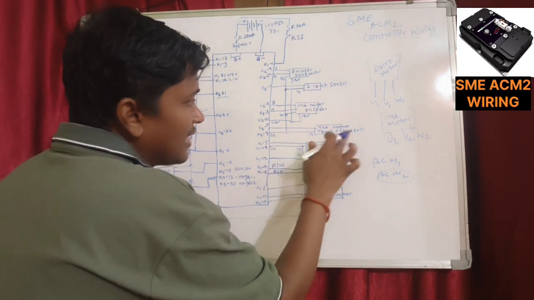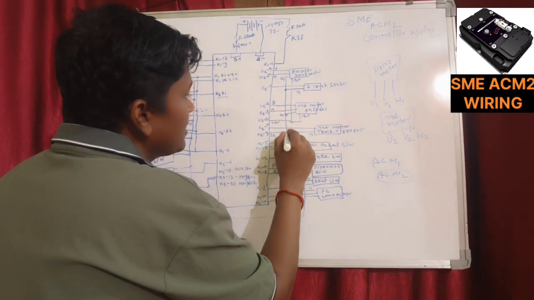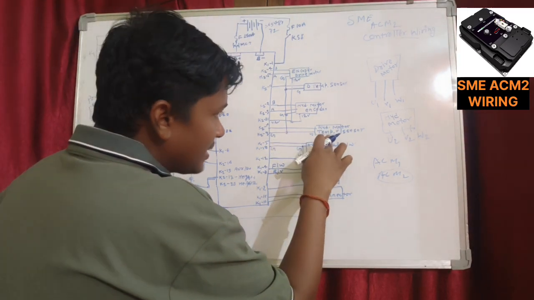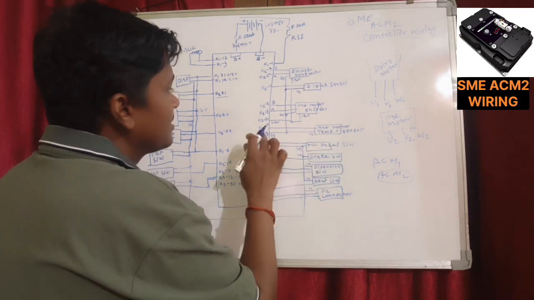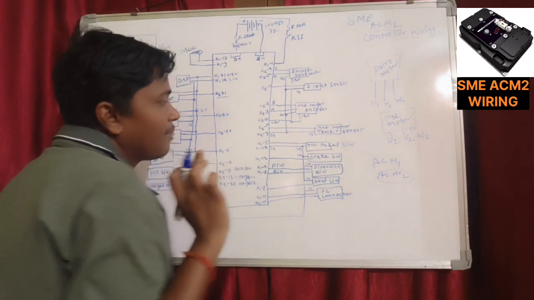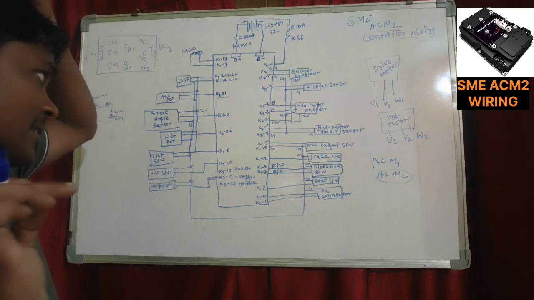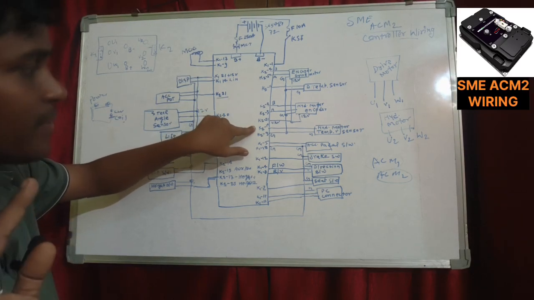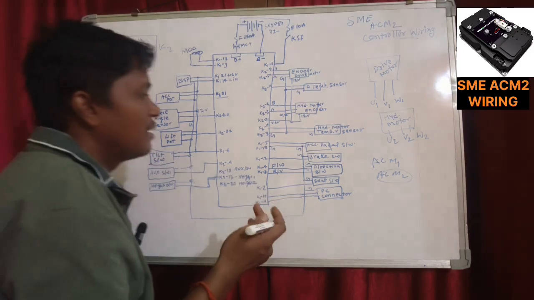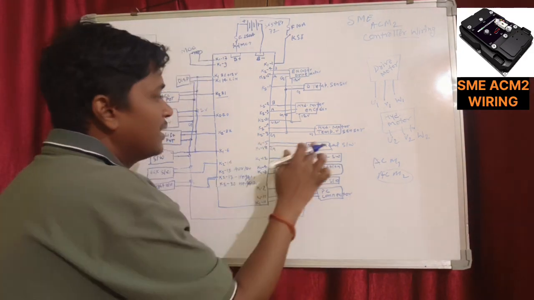Again I am coming to the temperature sensor. Another one, this ground will be connected with the hydraulic motor temperature sensor, and its another terminal of the temperature sensor will be connected with K210. Means the hydraulic motor temperature sensor will be connected with K29 and K210. Okay, I'm coming again to the next point.